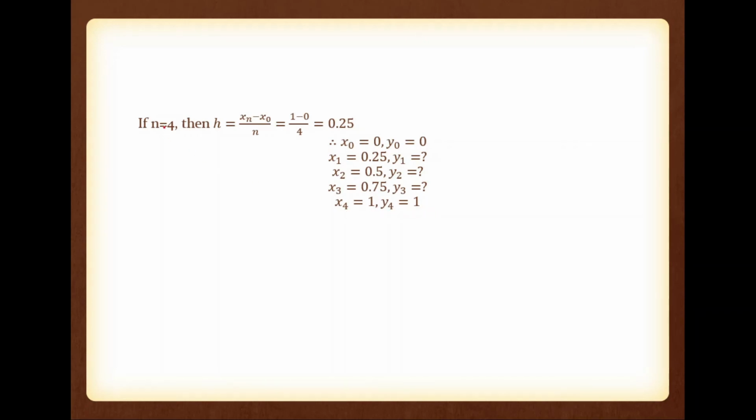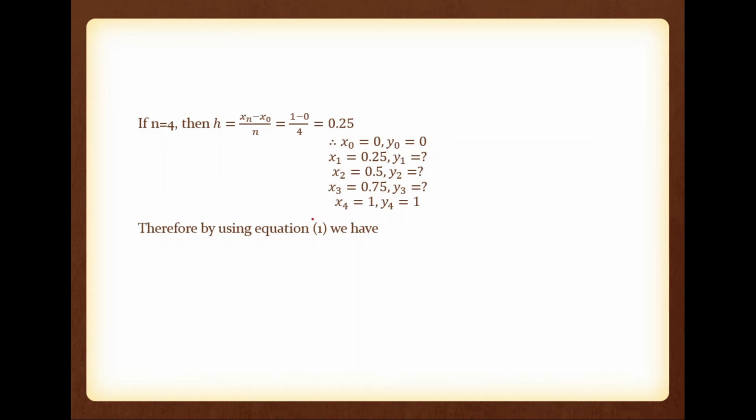So please note, if n equal to 4, we have 5 values: 1, 2, 3, 4, 5. Out of these 5 values, 2 are available, the first value and the last value, and we have to find these 3 intermediate values. Now substitute h equal to 0.25 into that equation and take i equal to 1 to 3. There is no need to take 0 or 4. Substitute i equal to 1 to 3. So what do we have?